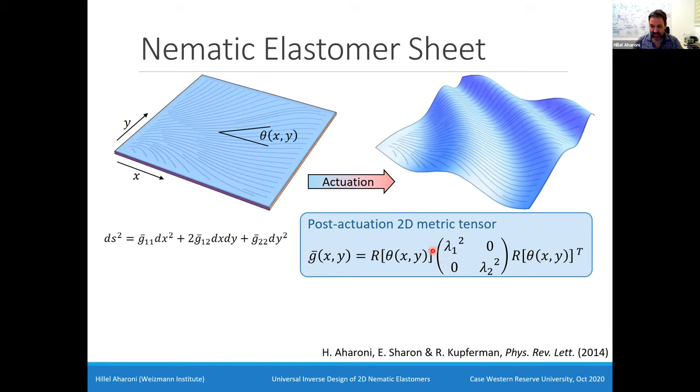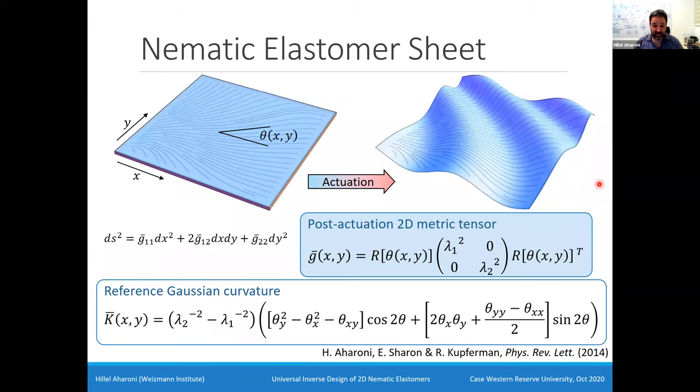So the metric tensor, I guess the person who asked the previous question obviously knows what the metric tensor is. If other people don't know, it's just the way to measure infinitesimal distances between nearby material elements. So the metric tensor will just be distorted or extended by a factor of lambda one along the director, by a factor of lambda two along the perpendicular direction, and we will have this form of the metric tensor in the xy coordinates. One can then take this metric tensor and calculate, for example, the intrinsic curvature or any other intrinsic geometry attributes that you want.